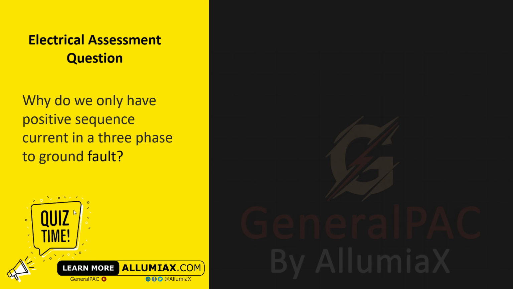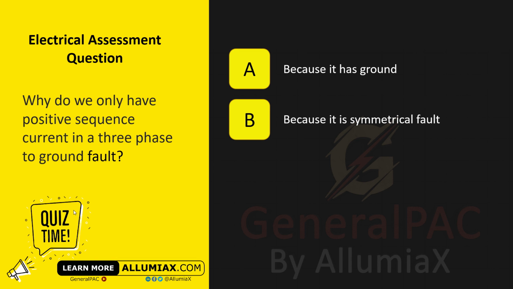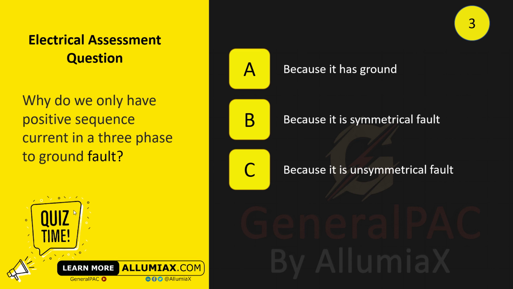Why do we only have positive sequence current in a three-phase to ground fault? A. Because it has ground. B. Because it is symmetrical fault. C. Because it is unsymmetrical fault.